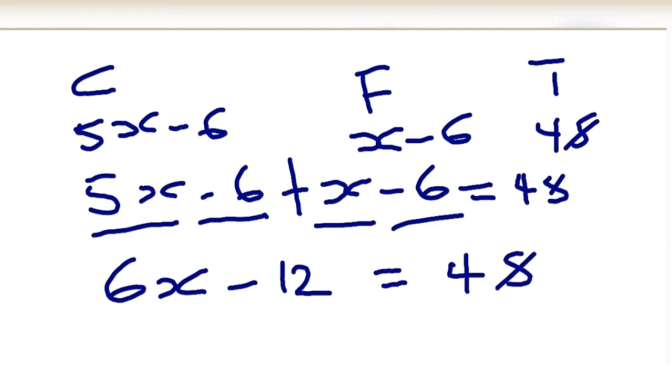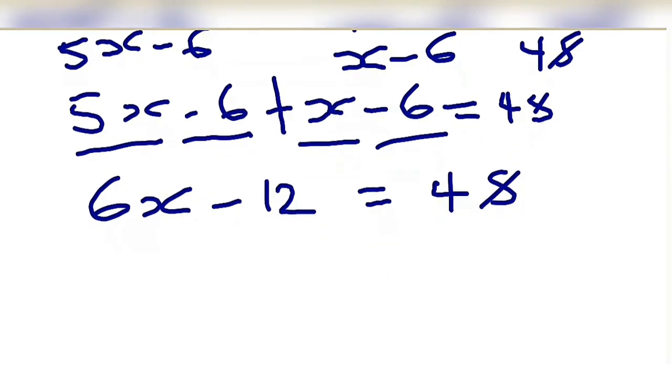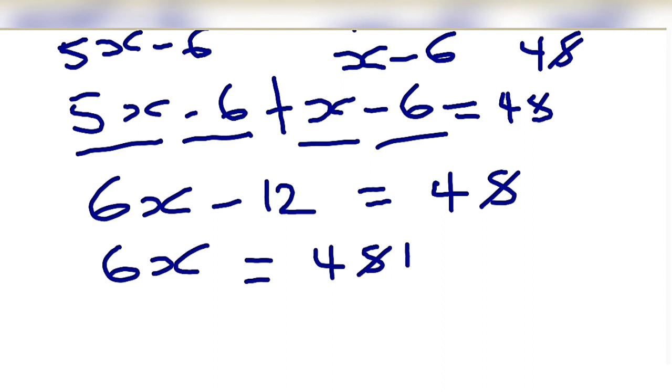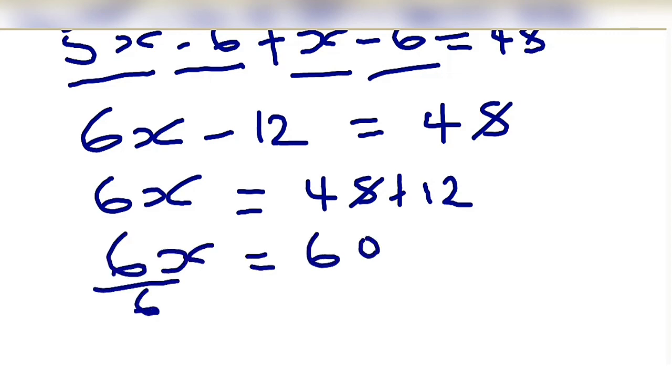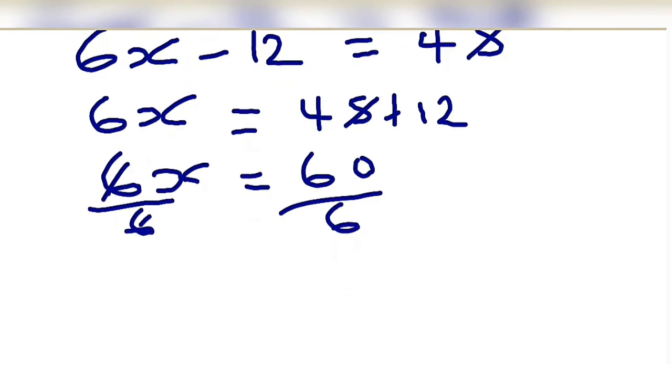We are going to make negative 12 cross the equal sign to become positive 12. So we shall have 6x equals 48 plus 12, and 48 plus 12 is the same as 60. So we shall have 6x equals 60. We divide both sides by 6. So when we divide, 6 divided by 6 is 1, and 1 times x is the same as x. 60 divided by 6 is the same as 10.